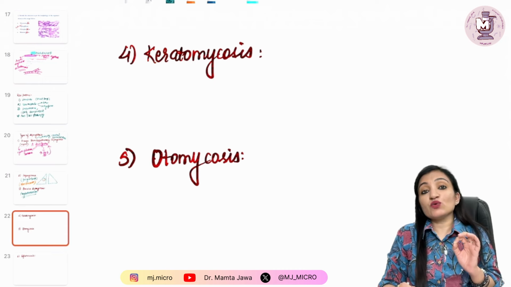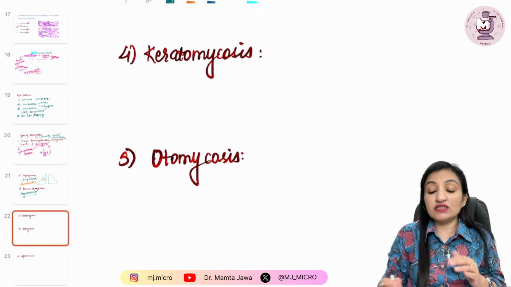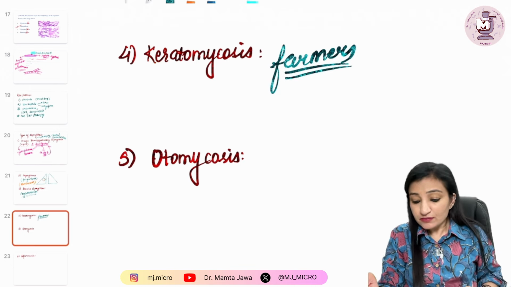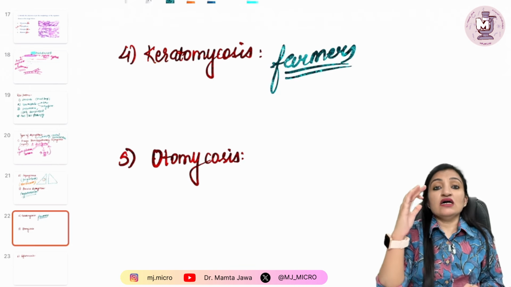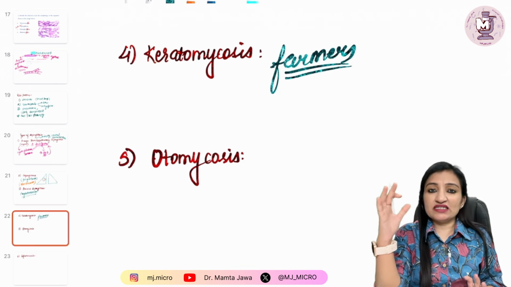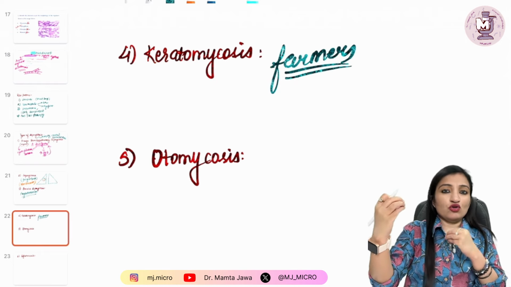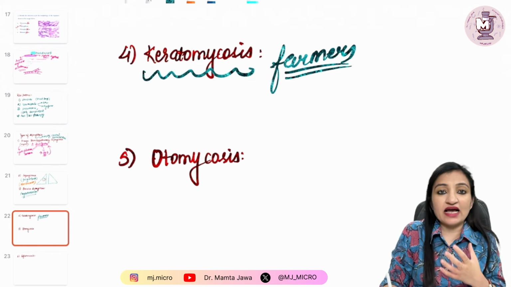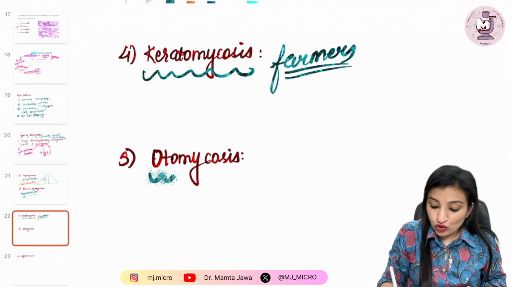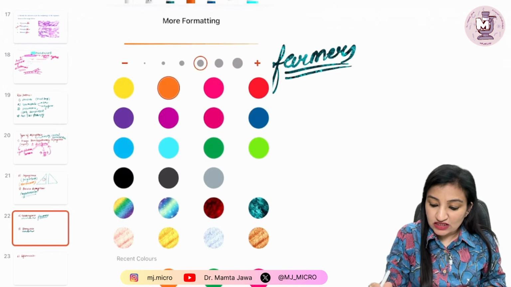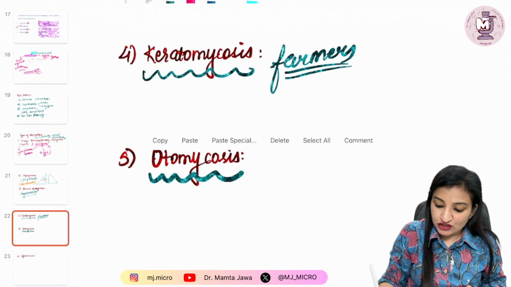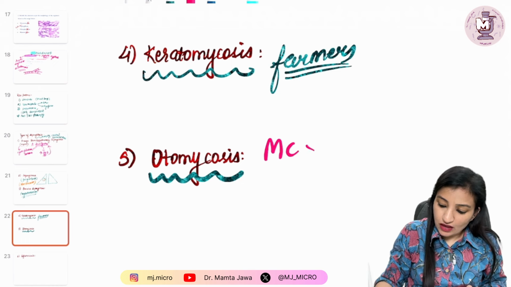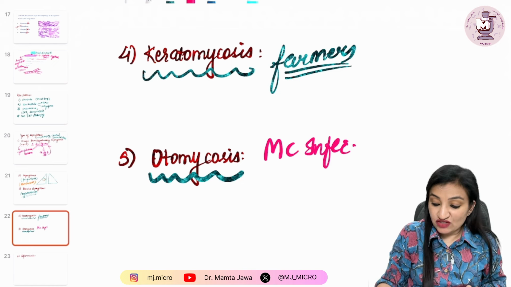Then keratomycosis can be seen in farmers during the harvesting season because of injury to the eye using the splinter. This fungus, by the way, aspergillus, it is just like God, it is omnipresent everywhere. ठीक है, so by trauma it can enter the eye and the farmer can land up with keratomycosis. Then otomycosis is important also क्योंकि this is the overall most common infection by this fungus, that is aspergillus.